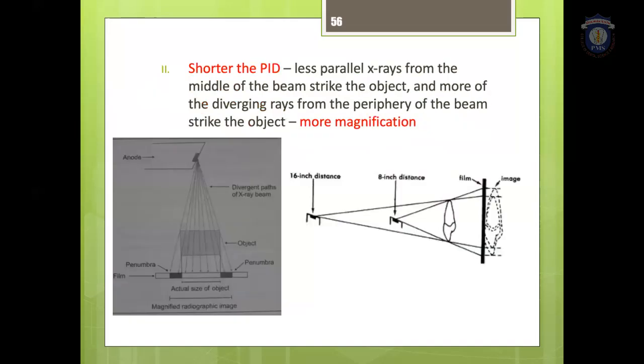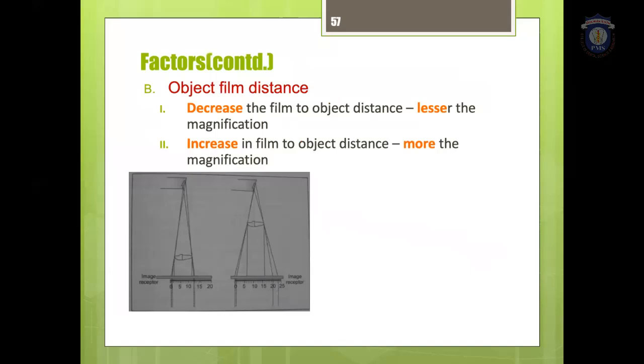Whereas if you are using shorter PIDs, fewer parallel X-rays from the middle of the beam strike the object and more of the divergent rays from the periphery strike the object, resulting in a more magnified image than that of the original. Usually in dental X-rays, we use PIDs of 8-inch distance and 16-inch distance.